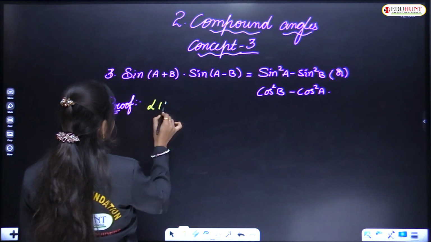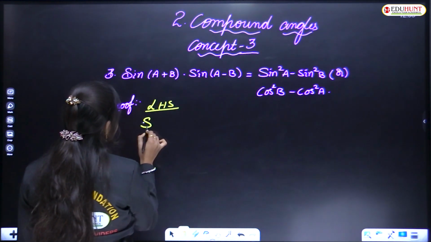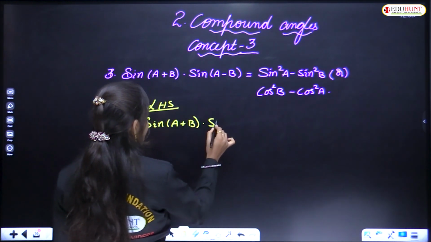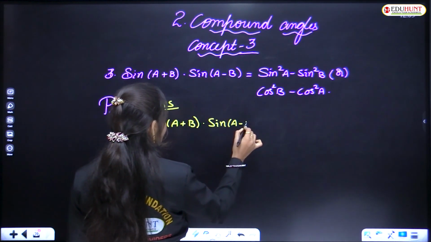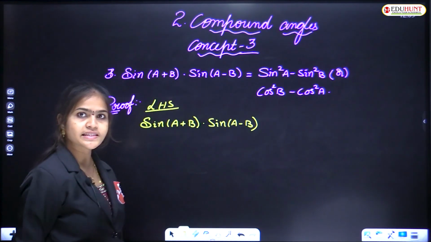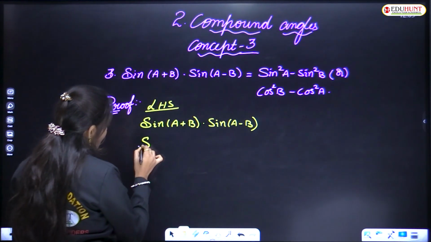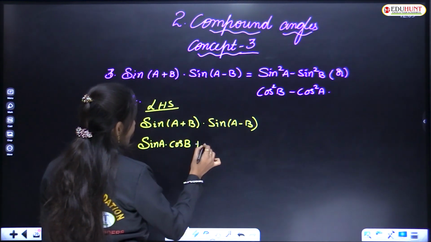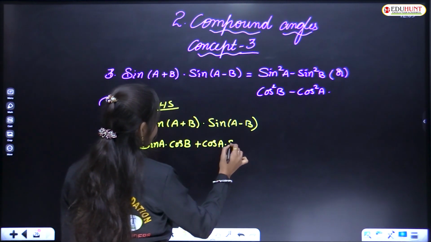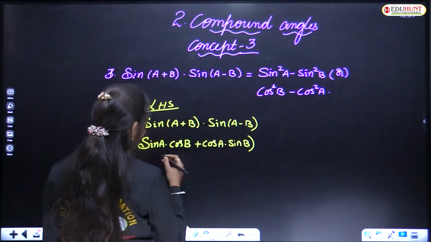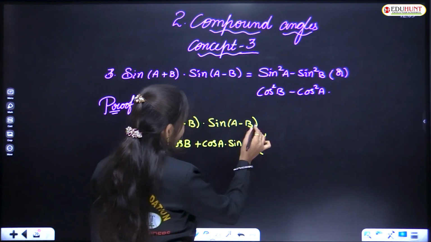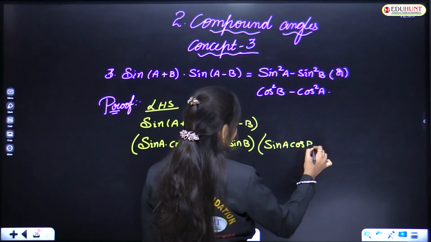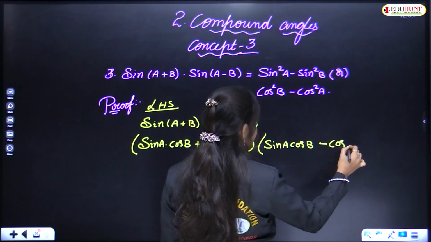Again I want to take the LHS. What is the LHS? Sin of (a plus b) into sin of (a minus b). So what is the sin of (a plus b) formula? Sin of (a plus b) is equal to sin a cos b plus cos a sin b, into sin of (a minus b). Sin of (a minus b) is equal to sin a cos b minus cos a sin b.